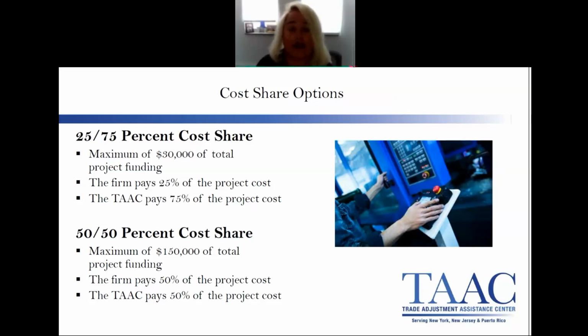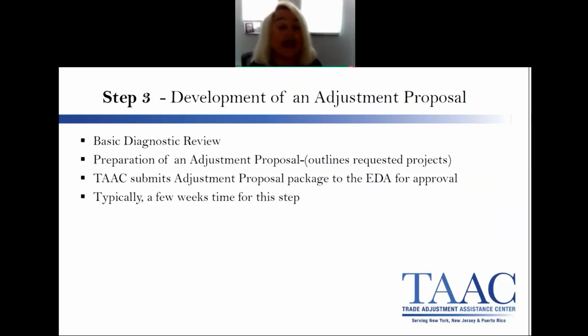The next level of funding, and it's completely up to the manufacturer what level they choose, we do not dictate this, is up to $150,000 of project funding. And the firm would now pay $75,000 and we pay $75,000 directly to their vendor of their choosing. Next slide, please.